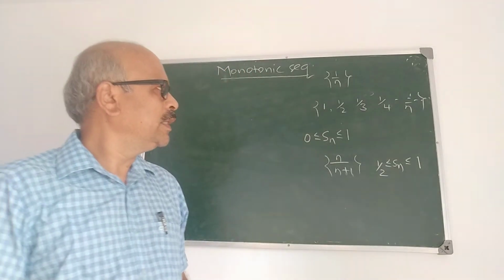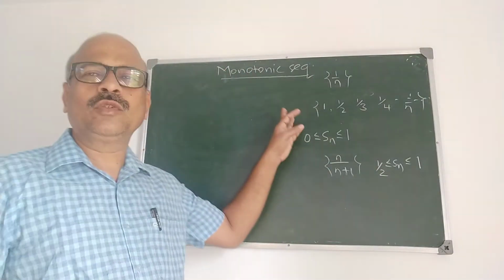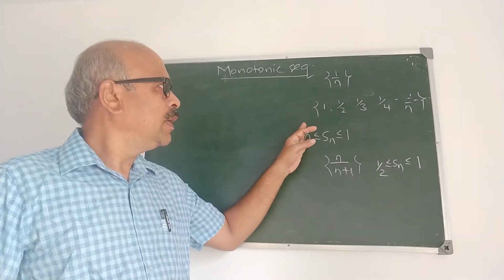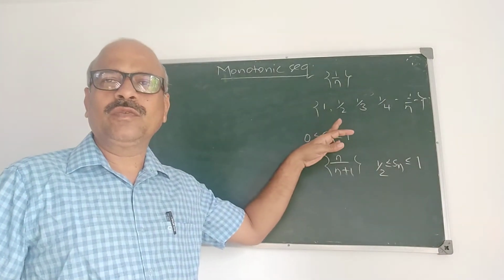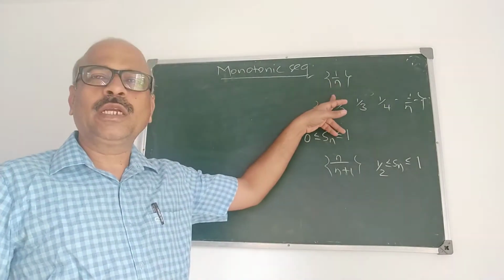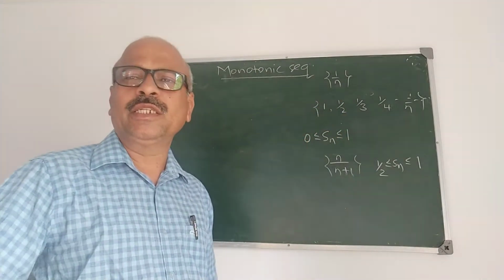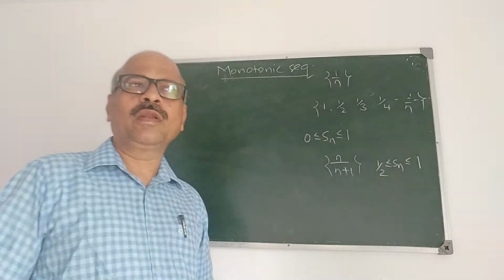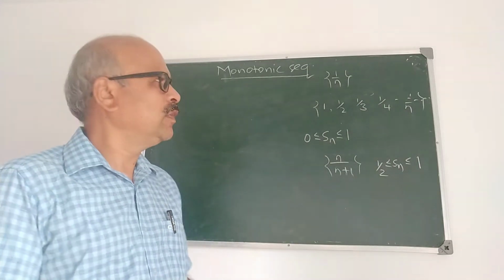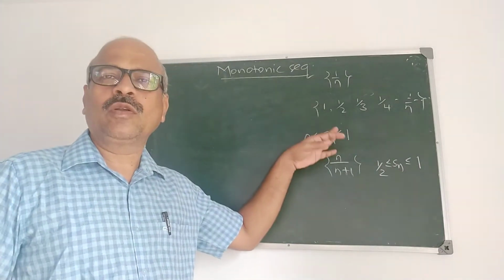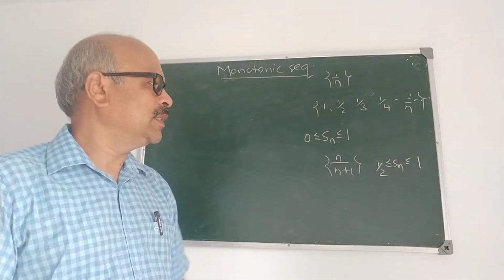In this video, I consider two theorems on monotonic sequences. As I already explained in the previous video, monotonic sequence means a sequence may be monotonically increasing or it may be monotonically decreasing. A sequence is said to be monotonic if it is either monotonically increasing or decreasing.